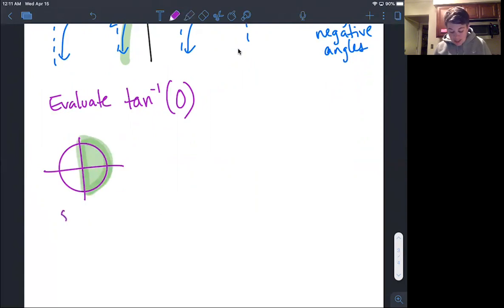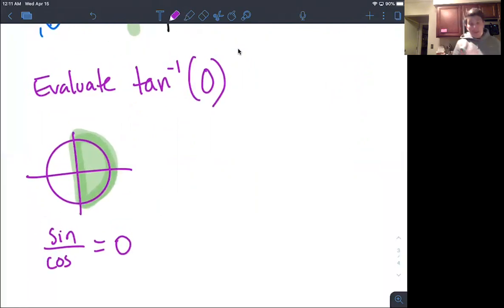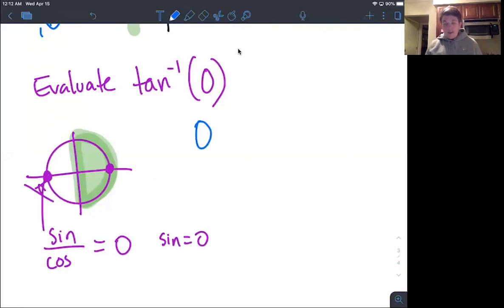So remember tangent is sine over cosine. So I'm looking for a time when sine over cosine is 0. What that basically means is I'm looking for a time when sine is equal to 0, because if cosine was 0, that would be undefined, right? So I'm looking for just when the sine is 0. Sine is the y value, so that happens right there at 0. It also happens over here at pi, but that is not in the principal value, so I'm not going to worry about pi. So my only answer here is going to be 0.